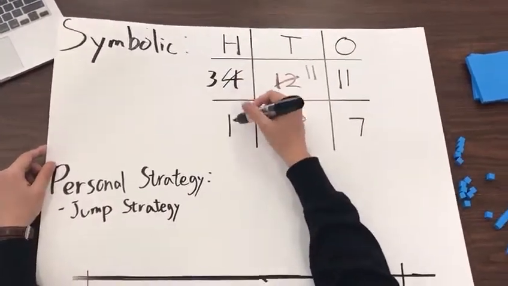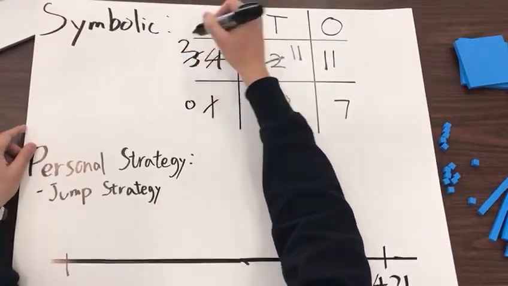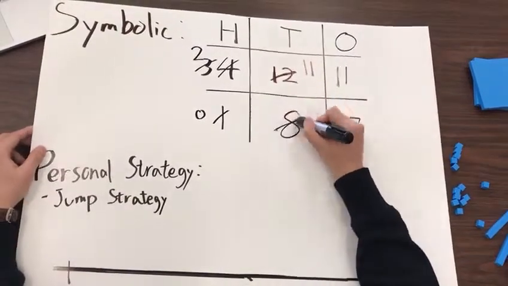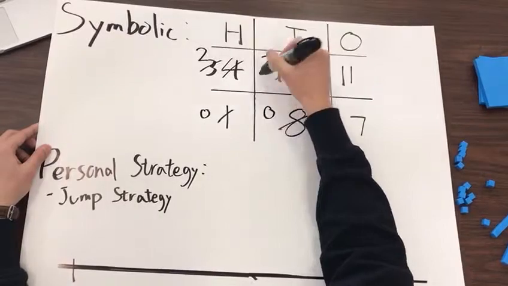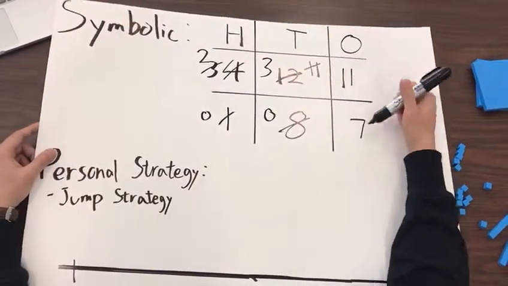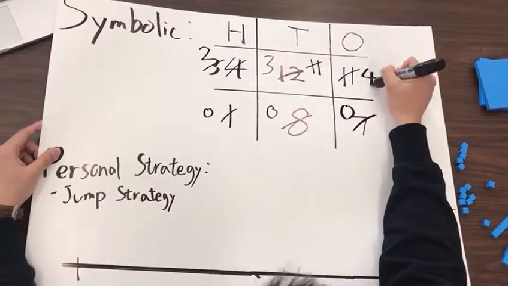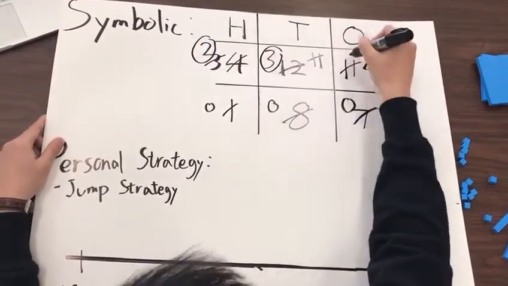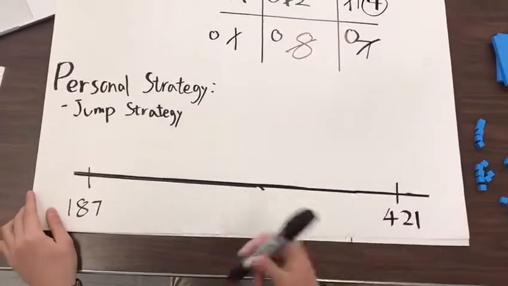So 3 minus 1, this will be 2. 12 minus 8, this will be 4. Wait, correcting: 2 tens become 11 minus 8, this will be 3. And lastly, 11 minus 7, this will be 4. So our final solution is 234.